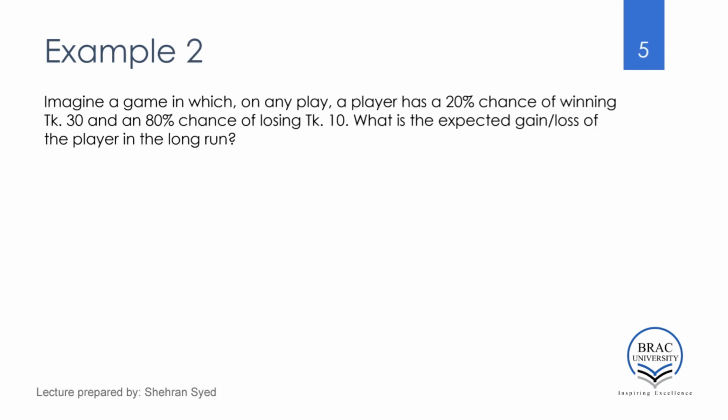For the next example, the question states, imagine a game in which on any play, which means on any turn, a player has a 20% chance of winning Taka 30 and an 80% chance of losing Taka 10. What is the expected gain or loss of the player in the long run? So we have the definition of a game where the player has a 20% chance of winning Taka 30 or an 80% chance of losing Taka 10. And we were asked to find the expected gain or loss of the player.